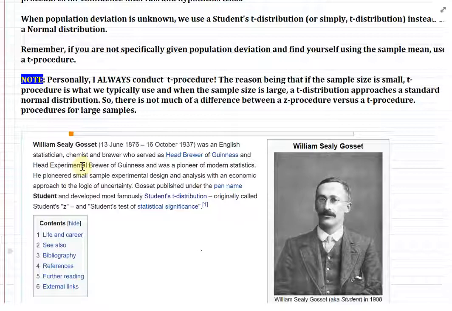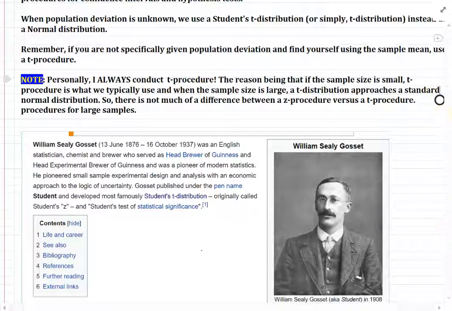So oftentimes he would submit his papers to Biometrika, I believe that's the institution that he was using. He was sending his papers to Biometrika under the pen name Student, anonymously. So hence it bears the name student's t-distribution. So again, if you're interested in that, you're welcome to read about it.